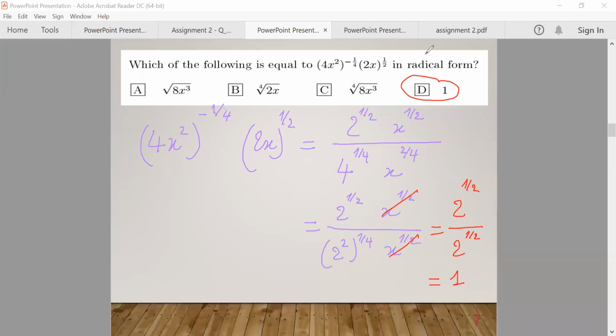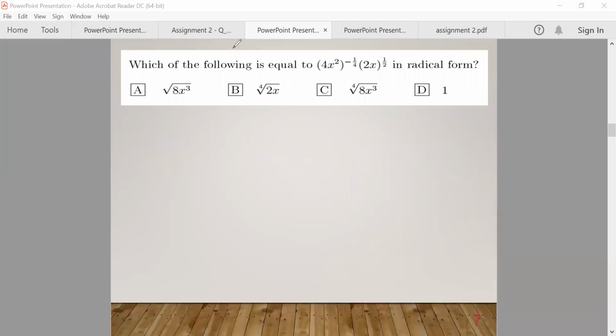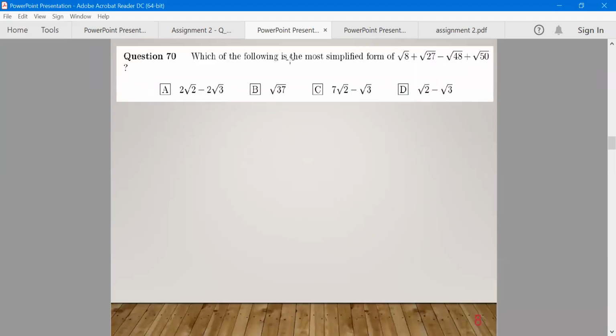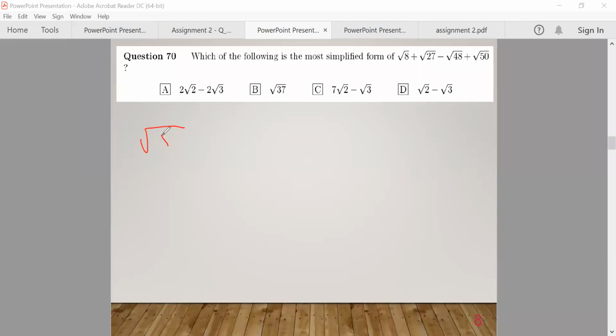Next exercise. Which of the following is the most simplified form of this? Square root 8 plus square root 27 minus square root 48 plus square root 50.